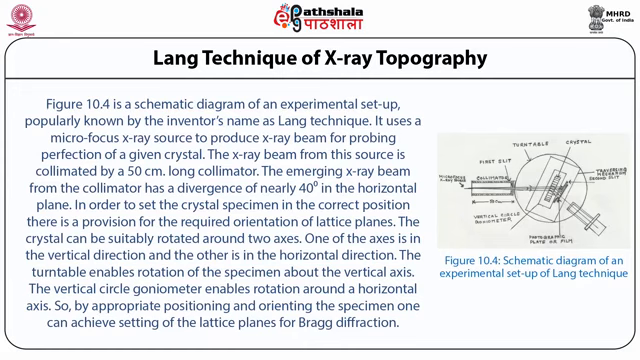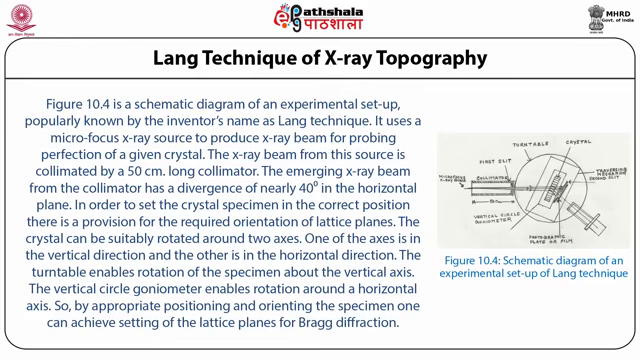Figure 10.4 is a schematic diagram of an experimental setup popularly known by the inventor's name as the Lang technique. It uses a microfocus X-ray source to produce an X-ray beam for probing perfection of a given crystal. The X-ray beam from this source is collimated by a 50 centimeter long collimator. The emerging X-ray beam from the collimator has a divergence of nearly 40 degrees in the horizontal plane.